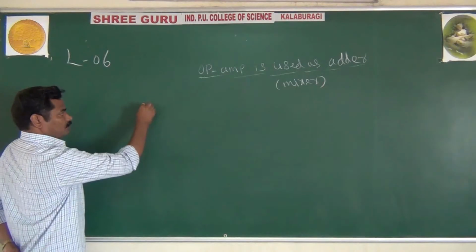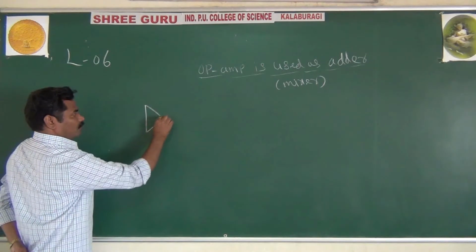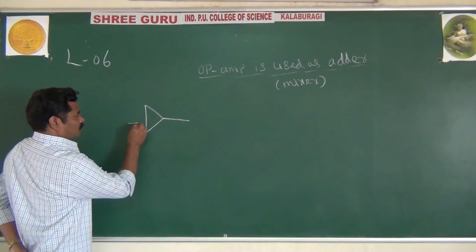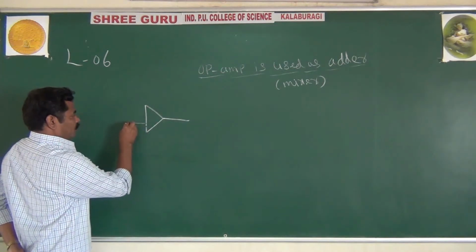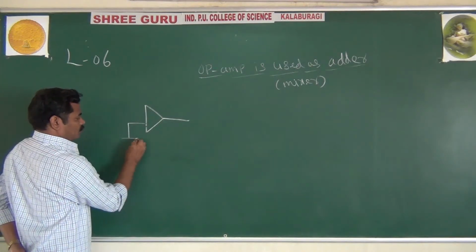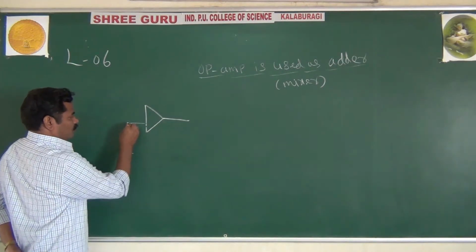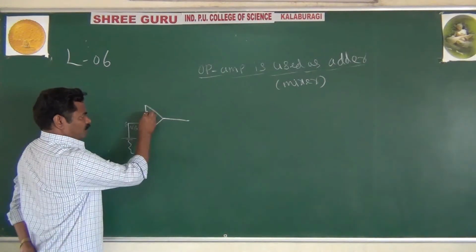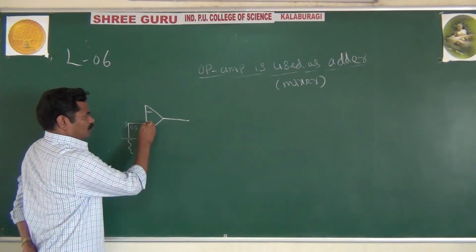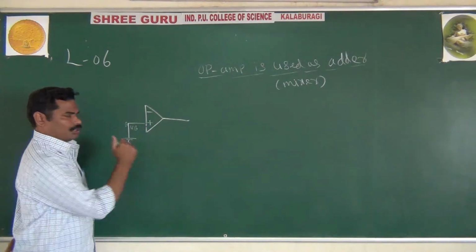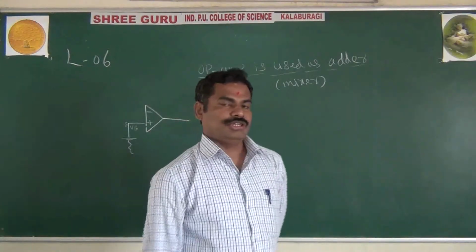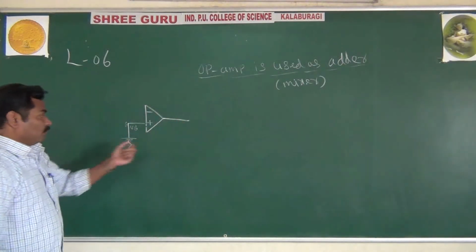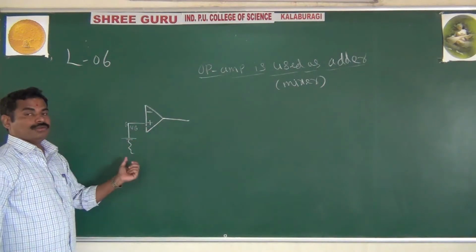As we know already, you are considering the inverting amplifier, because according to your syllabus you are studying only the inverting adder. The op-amp is used as an adder in the inverting mode. First step, we are considering the op-amp used as adder in the inverting mode, it means make the non-inverting terminal ground.